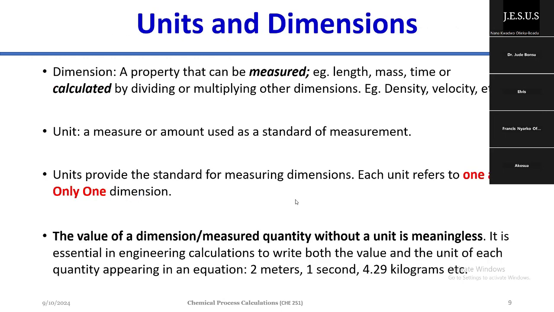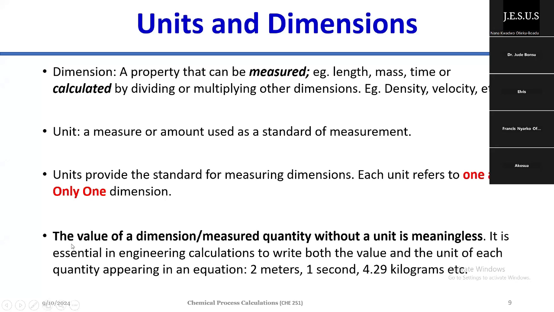Now, we're actually starting with units and dimensions. When you talk about a dimension, it's just a property that can be measured: length, mass, time, or anything that we can actually measure. That's called a dimension. And then the unit is what is used to characterize the dimension. So let's say when you talk about length, which is a dimension, the unit becomes either centimeters, meters, or feet, something.